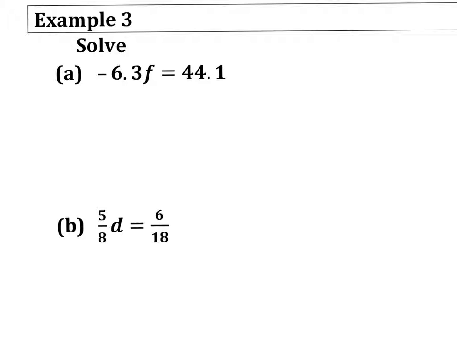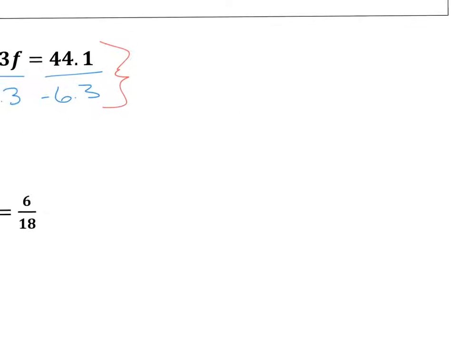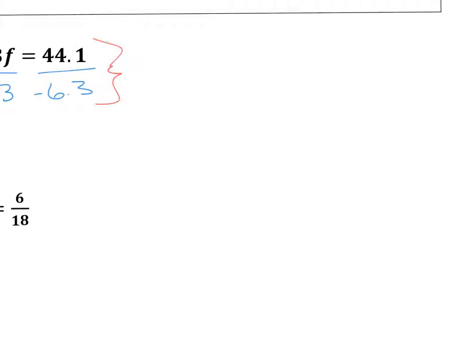For example 3, in order to get f by itself, you would divide by negative 6.3. You're going to do that on both sides. So take this math and do it over on the side. We have to do 44.1 divided by negative 6.3. Well, I know a positive divided by negative is going to equal negative, so I'm going to put that negative down. And then I'm putting 44 on the inside and the 6.3 on the outside.